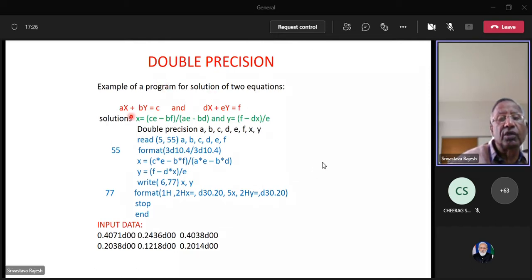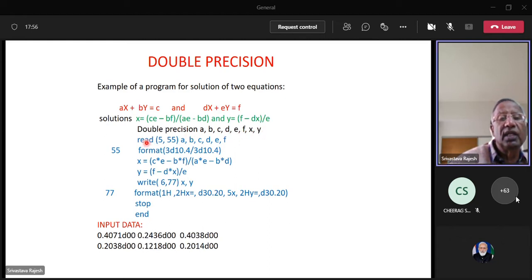So I have two equations, AX plus BY equal to C and DX plus EY is equal to F. Now I know I can do it analytically, and I know that X will be equal to CE minus BF divided by AE minus BD, and similarly Y would be this. So now I make a program here. First thing, I want to do the calculation in double precision, so I declare all the variables here as double precision.